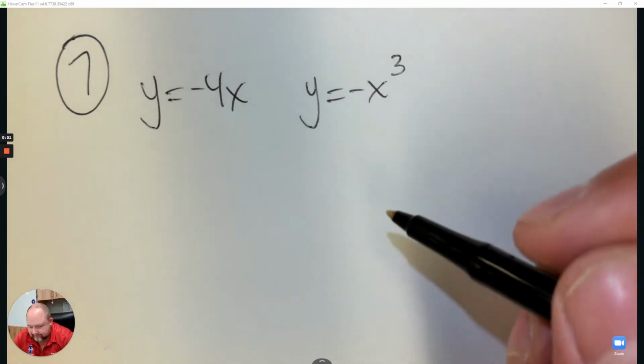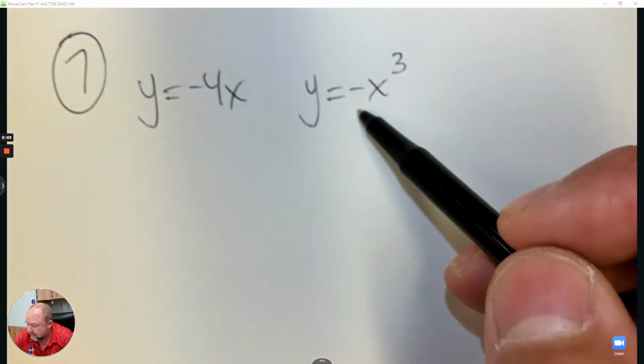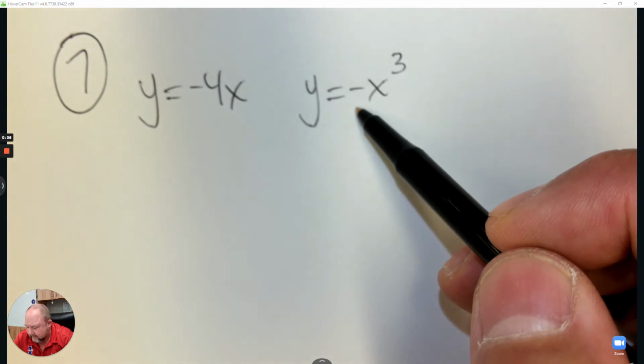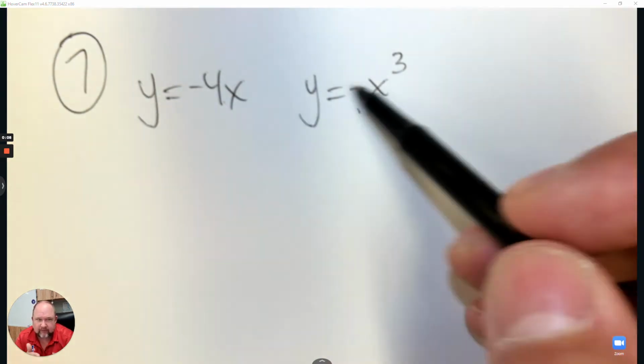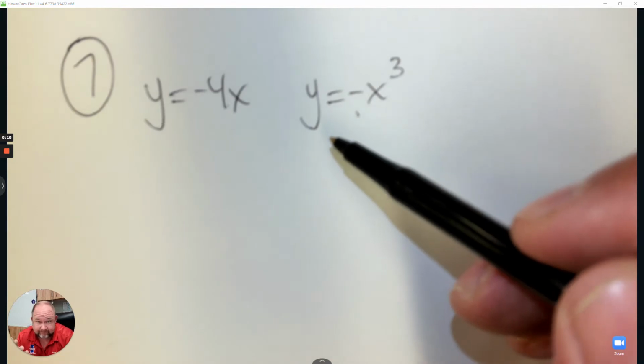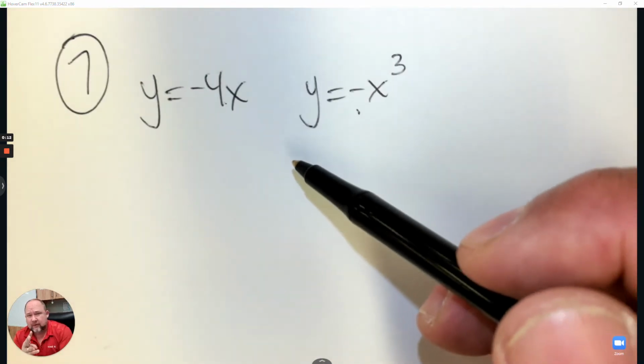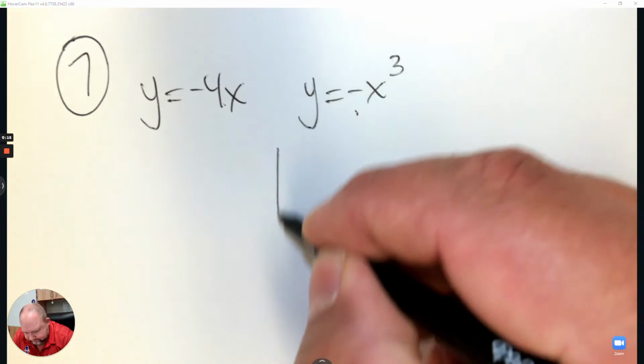Question number 7. y equals negative 4x, y equals negative x cubed. And it says, when you find the area between these two curves, why can't you write it as one integral? Why does that have to be written as two integrals? We're going to answer that question by graphing it.